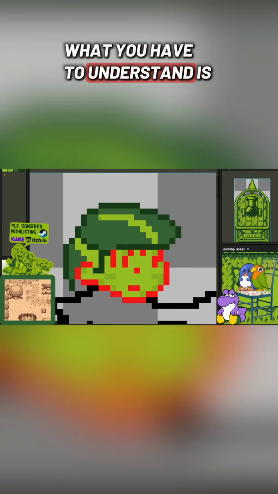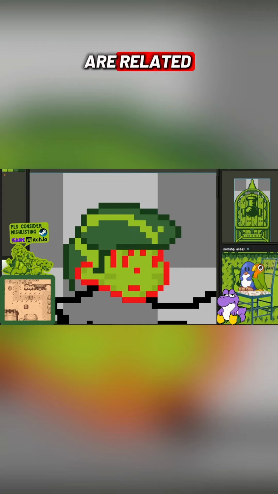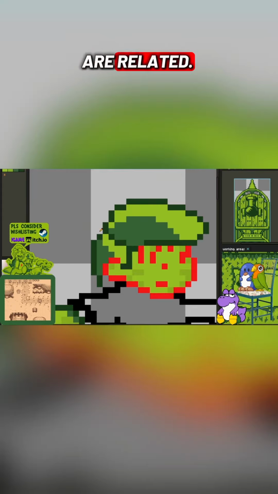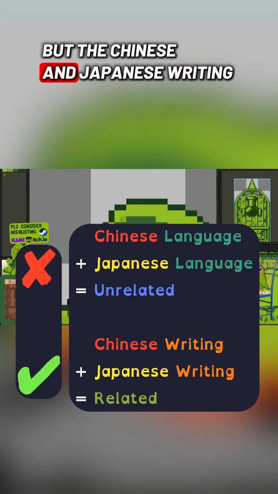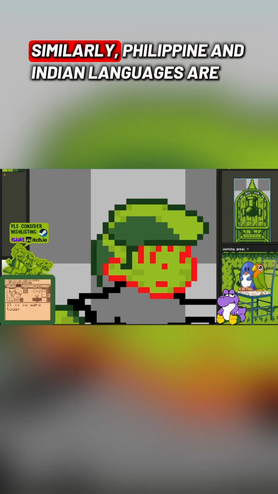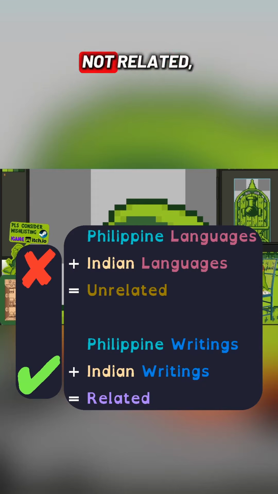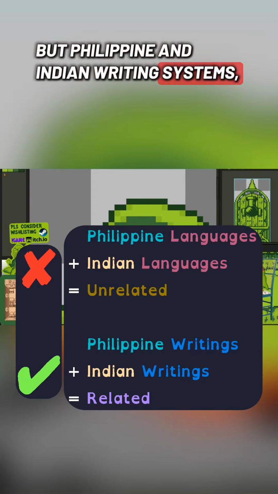What you have to understand is that just because two writing systems are related does not mean that the languages are related. For example, the Chinese and Japanese languages are not related, but the Chinese and Japanese writing systems are. Similarly, Philippine and Indian languages are not related, but Philippine and Indian writing systems, they are.